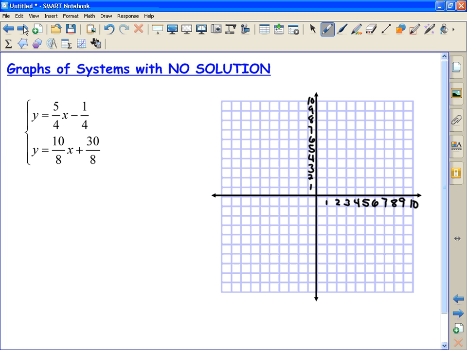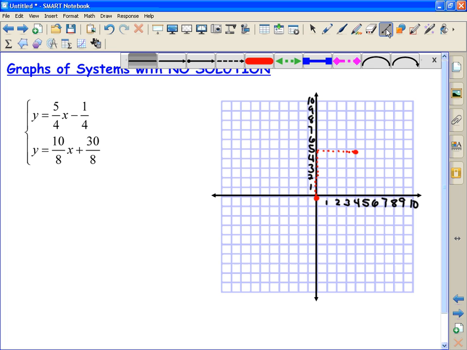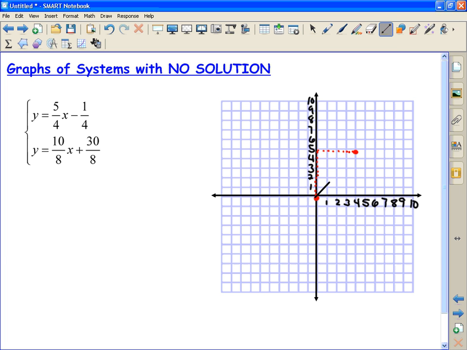So here are my two equations again. This one here, the top one, was in red. So my start was negative 1 over 4, which is about right there on the graph. And now I need to rise 5 and run 4. So rising 5, running 4, put my other point, and draw my line. Okay, so that one's done. The top one is done.